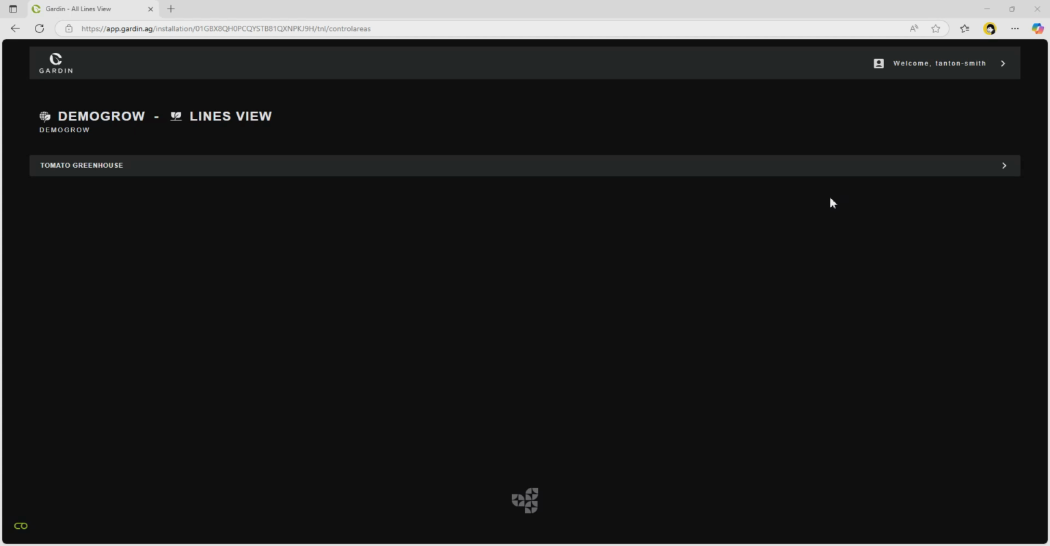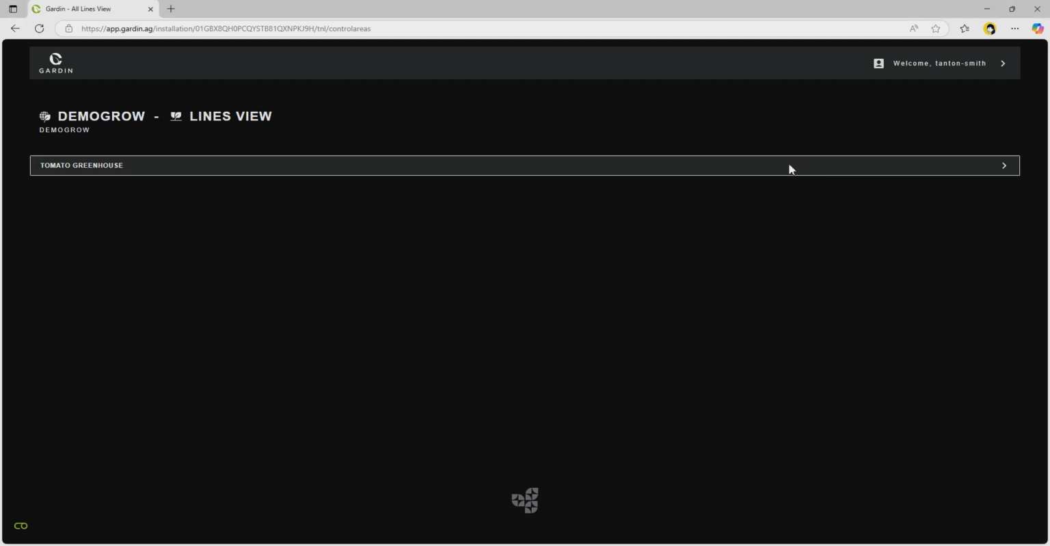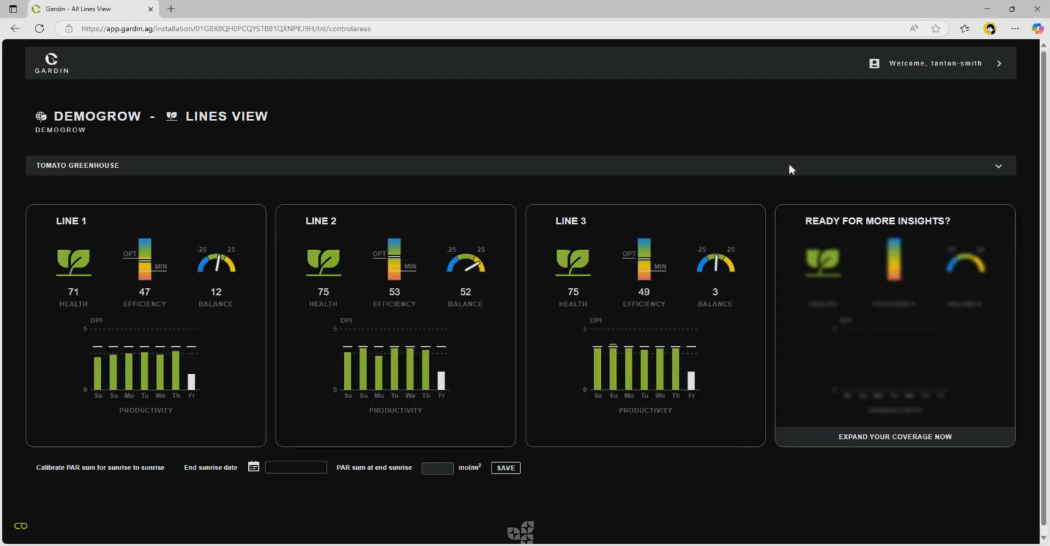Clicking the link in your email will take you to the Gardin Pulse dashboard. Here we have the grower Demo Grow, which is data from the 2024 Autonomous Greenhouse Challenge, in which we participated growing dwarf tomatoes. So when we click on Tomato Greenhouse, the lines views come up.